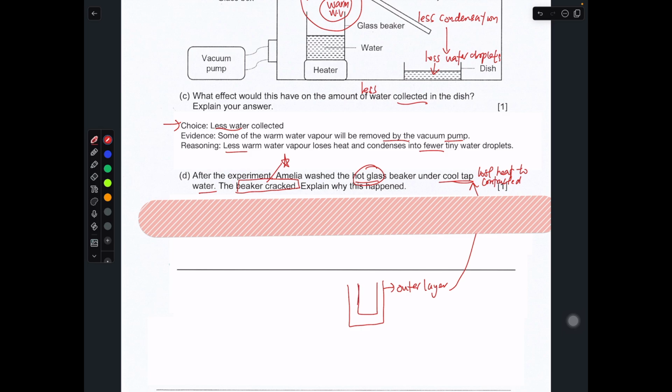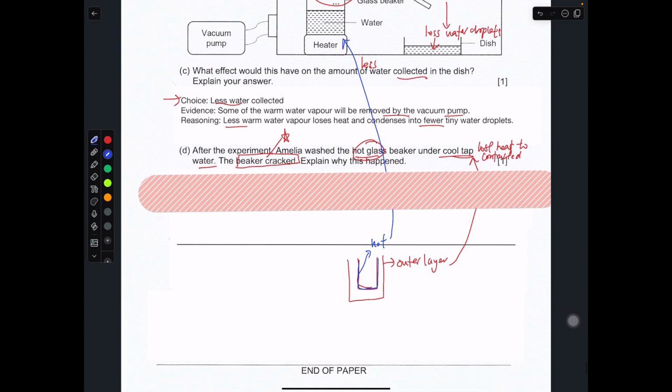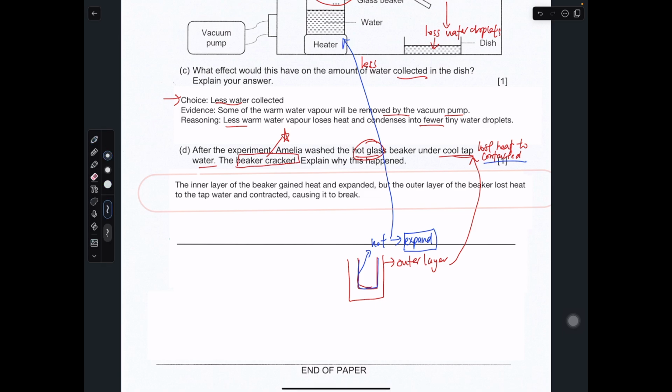But the inner layer, which is this part, let me use blue color, it is still hot. Why is it hot? Because it was heated up by the heater. So this will probably expand. Okay, so one side expands, one side contracts. Definitely it will cause it to break, because one of them is increasing in volume, the other one is decreasing in volume. Okay, so over here, the inner layer of the beaker gains heat and expands, but the outer layer of the beaker loses heat to the tap water and contracts, causing it to break. Okay, this will be part of the explanation itself.